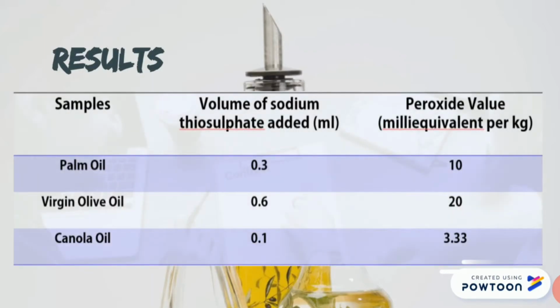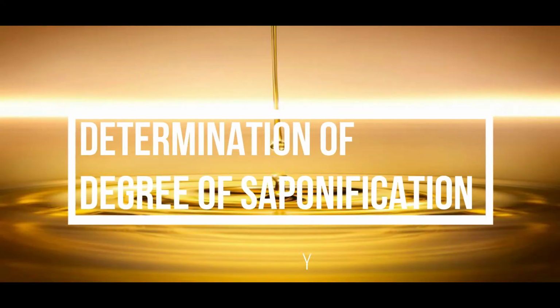Based on the results, olive oil has the highest peroxide value, followed by palm oil, and the lowest was canola oil. This indicates that olive oil has a high degree of unsaturation and is more susceptible to auto-oxidation. Olive oil should not be stored for a long time because of deterioration. Next, determination of degree of saponification.